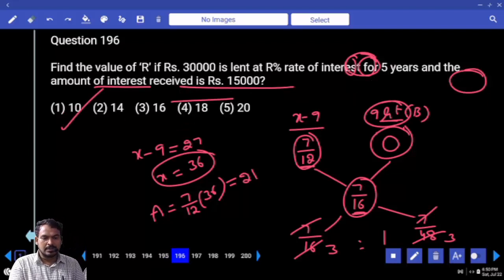Next, 196. If you use the equation method, it is a little time-consuming process. Next question, number 196.